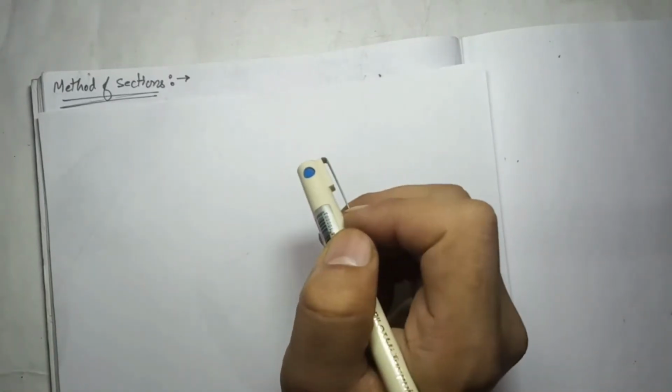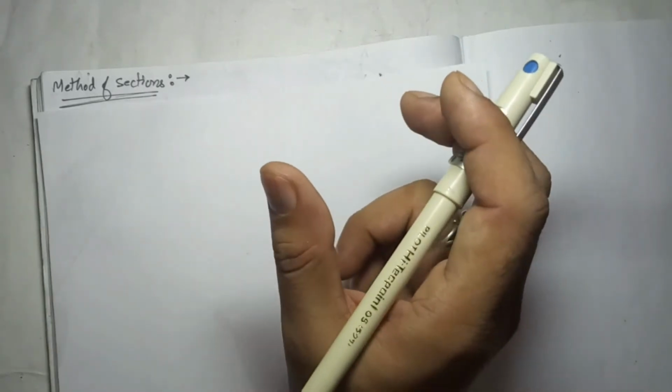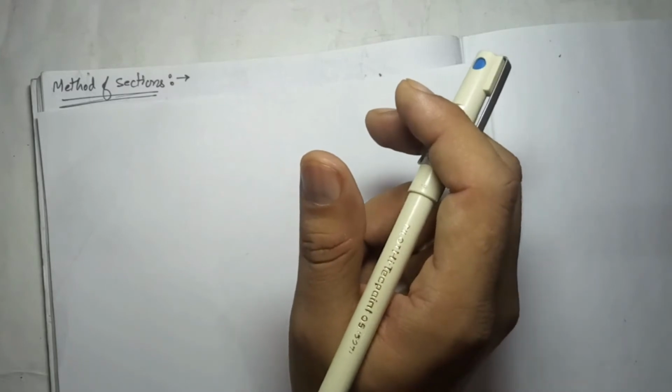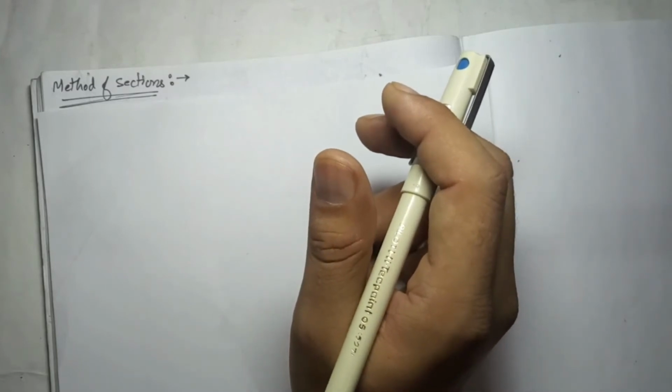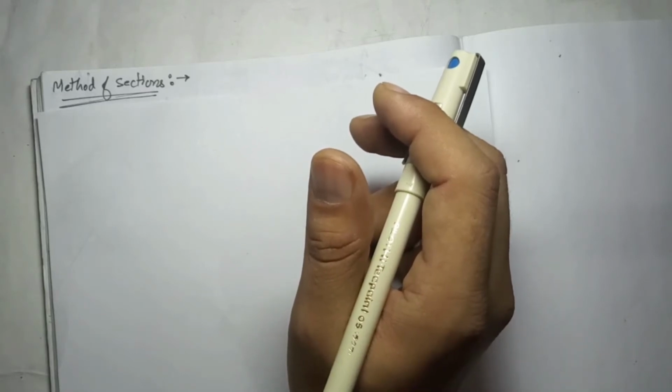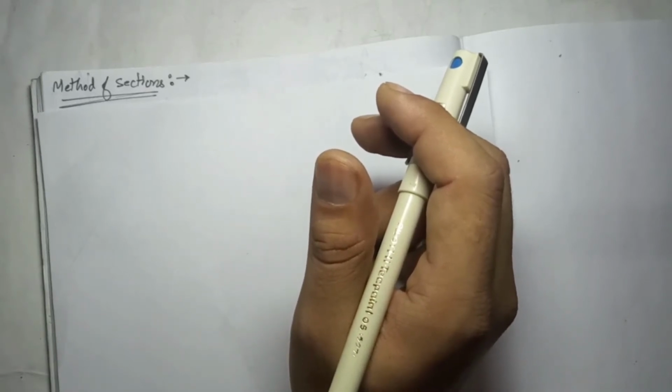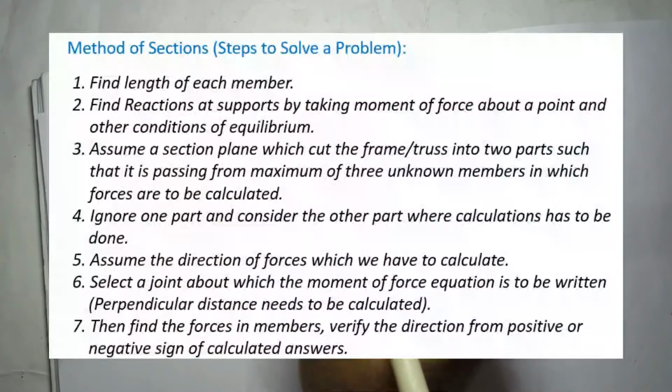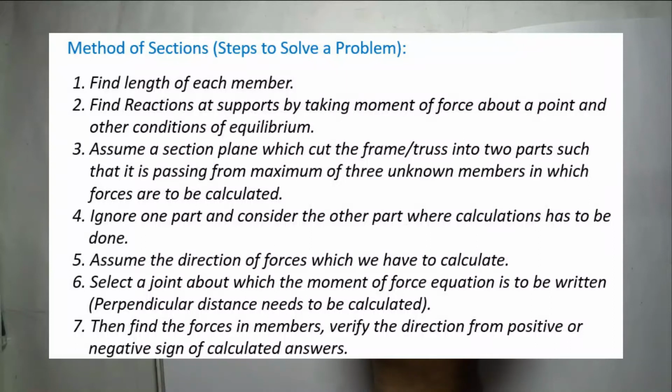Then we have to assume an imaginary section plane which will divide the main object into two parts. Then we assume the directions of forces in the given member, and then we analyze that. If I elaborate these steps, first we find out the length of each member, then we find out the reactions.